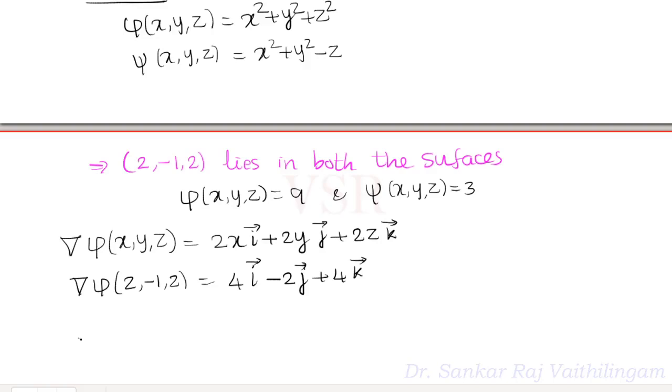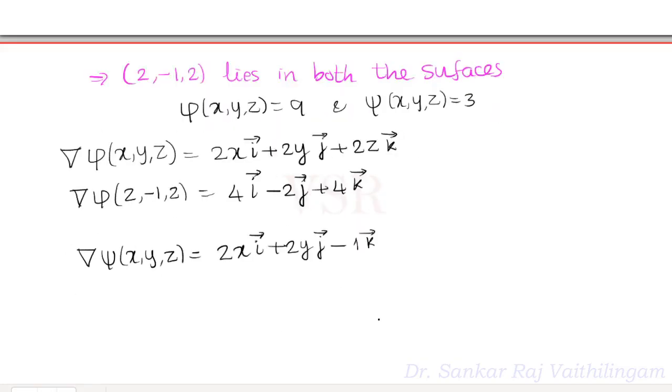Now I am going to calculate del psi of x, y, z. Differentiating, we get 2x into i vector plus 2y into j vector, and differentiating with respect to z we get -1 into k vector. So del psi at the point (2, -1, 2): substituting 2 for x gives 4i vector, then for y we get -2j vector, and this is a constant, so -k vector.